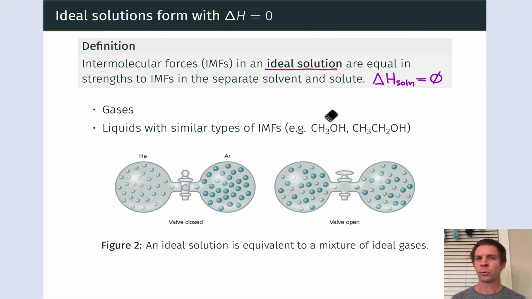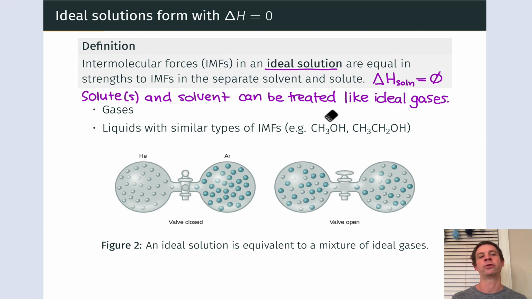With those intermolecular forces equivalent, in some sense we can ignore the intermolecular forces completely. And what this means is we can make a profound simplification in thinking about the solutes and solvent as ideal gases. And this works best if the solute and solvent are gases themselves, or they're liquids with similar types of intermolecular forces, things like methanol and ethanol, which can both hydrogen bond and have fairly similar molar masses, very similar molecular size and shape, this kind of thing.